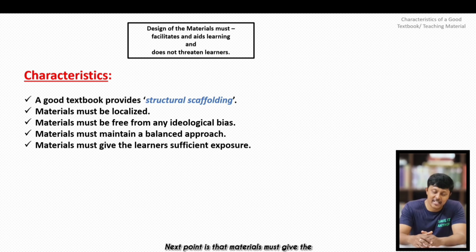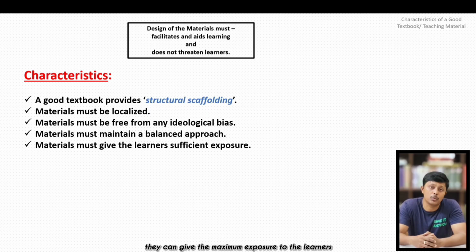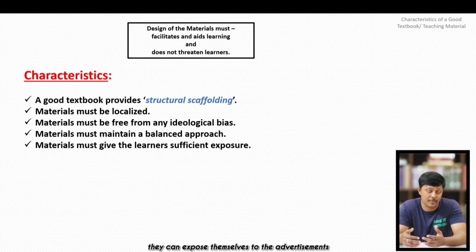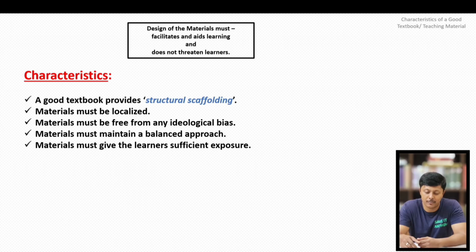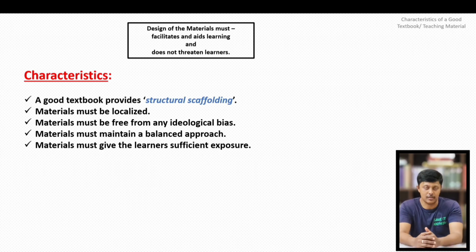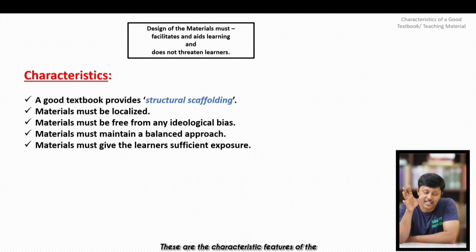Next point is that materials must give the learner sufficient exposure. If the materials are good, they can give the maximum exposure to the learners. The materials must expose the learners to a variety of texts. Not only that, they can expose themselves to advertisements, visuals, literary texts, drama, dialogues, etc. These materials may carry interesting activities and tasks. The learners may practice these tasks in the classroom, and in that way they can develop their language sense better. These are the characteristic features of a good textbook or teaching materials.